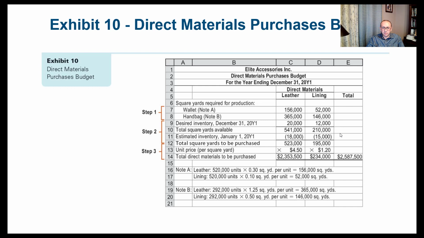We multiply by the unit price of each, and we get the total direct material to be purchased, $2,353,500 and $234,000. We add them together and we get the total direct material purchases budget, which is $2,587,500.